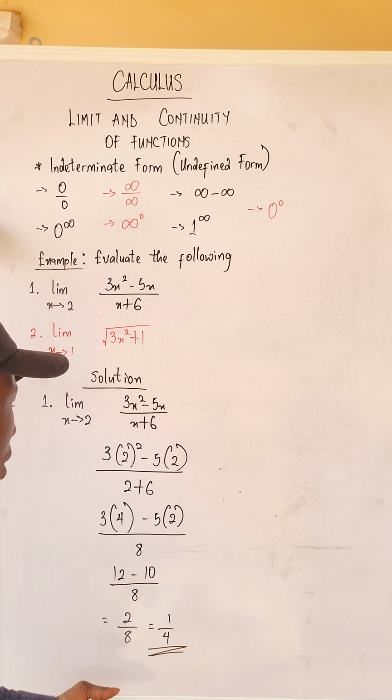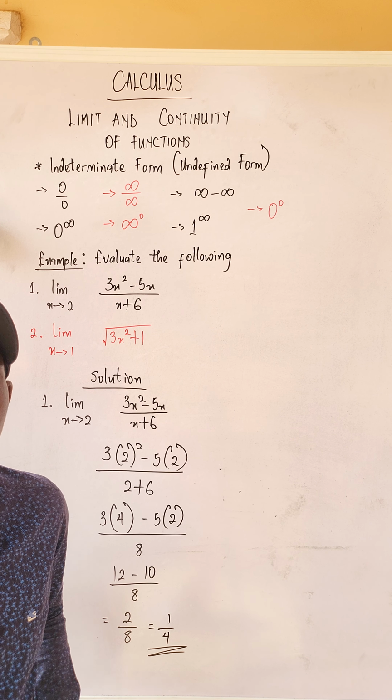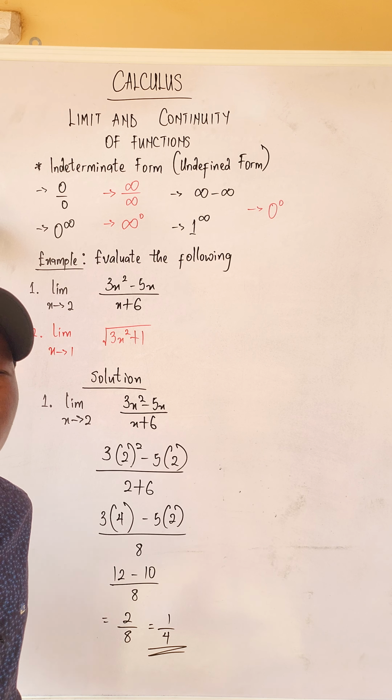Just direct. You see that when we put it, our denominator does not give us 0. So solve number 2 and give me the answer. Tell me the answer in the comment section.